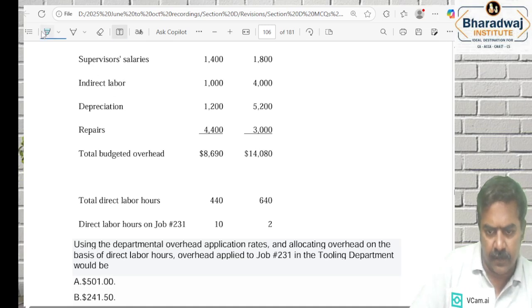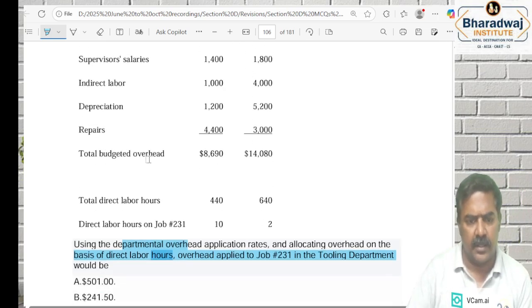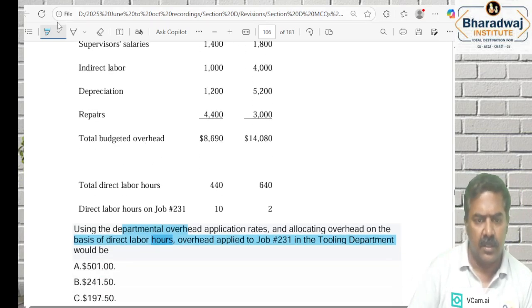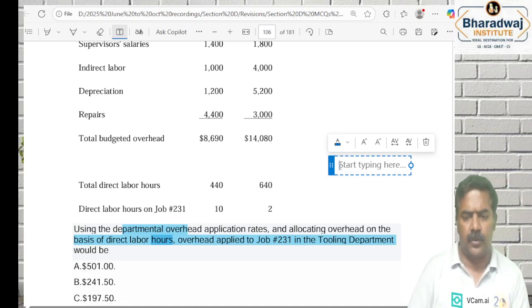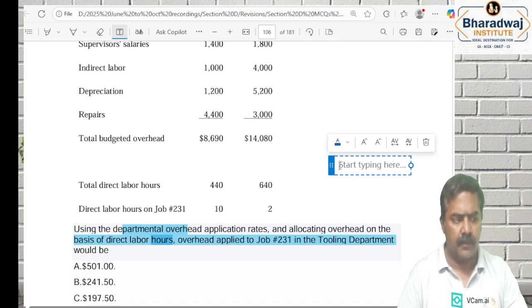Allocating the overheads based on direct labor hours. This is a repeated kind of question. Divide this, you will get the rate per hour. 8690 divided by 440. How much do you get? 19.75.